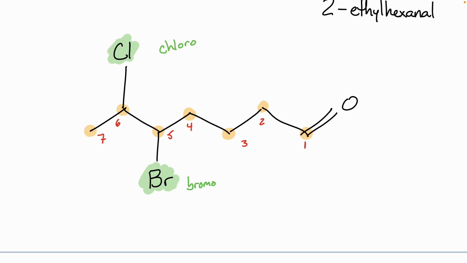Okay. And I have these 2 groups, a chloro group and a bromo group, which is going to come first when I start sticking my name together. The bromo, right? Remember when we're assembling, we're going to put our substituents in alphabetical order. So 5-bromo, 6-chloro, heptanal. Hept, because hept is for 7 carbons.